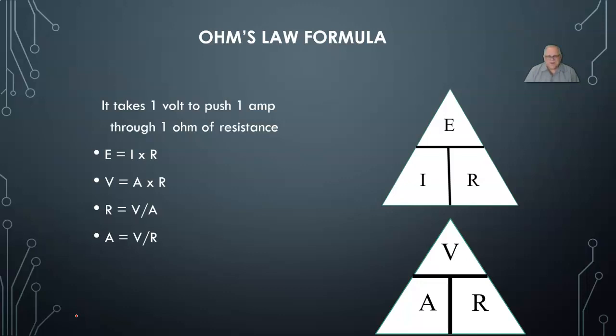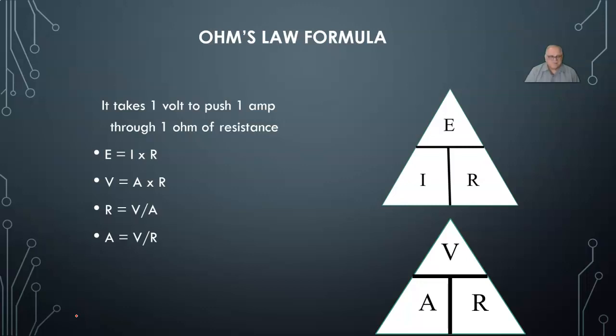So the top triangle there shows the E over the I and the R. So the E, again, electromotive force, I, intensity, and the R, resistance. So what I'm going to be using instead of that is the exact same thing, the triangle underneath there, and that is V over A and R, or voltage over amperage and resistance.